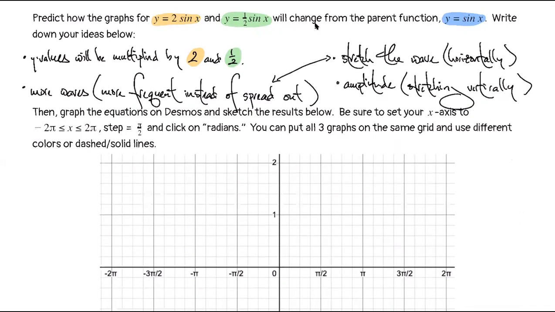Okay, so I'm gonna shift gears here a little bit. Let's read some directions before we go. So we're gonna be sure to set our x-axis to -2 pi to 2 pi, right? That's one thing we need to do. We wanna change our step to be pi over 2, and we wanna click on radians. So those are 3 things that we're gonna do when we get into Desmos. We're gonna set the x-axis, we're gonna set the step, and we're gonna click on radians, okay?